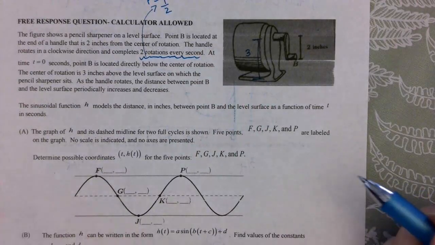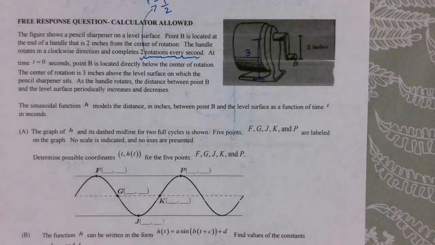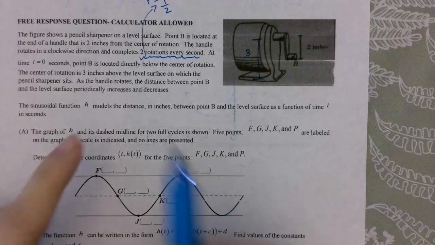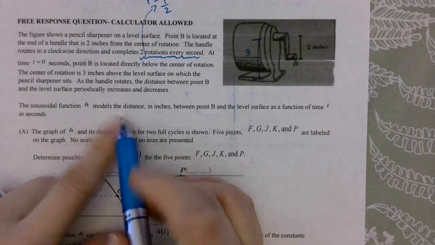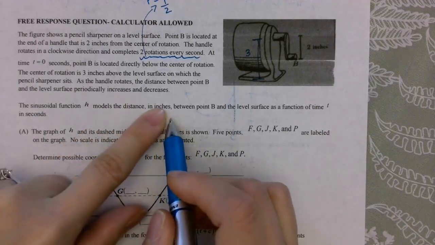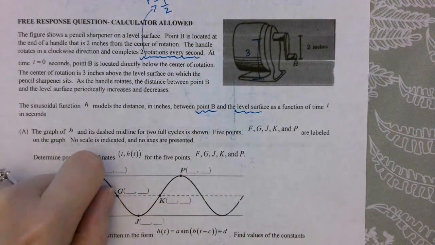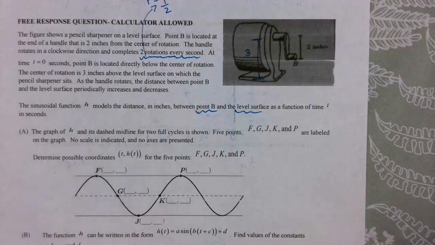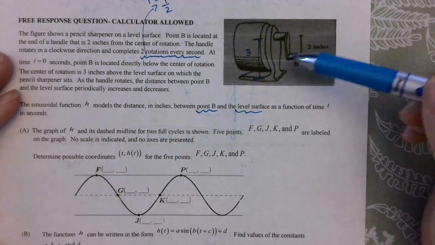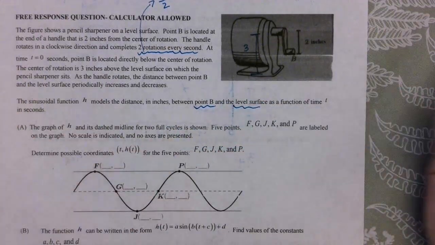As the handle rotates, the distance between point B and the level surface increases and decreases. The sinusoidal function models, this is where it tells you the y value, so pay attention, the distance in inches between point B and the surface. Got it. All right, what do we want to start with? When will the y value be the smallest?